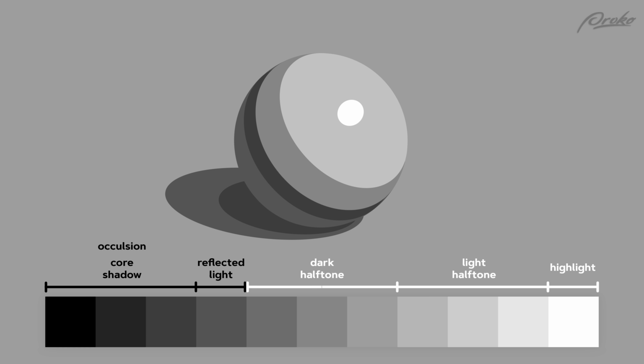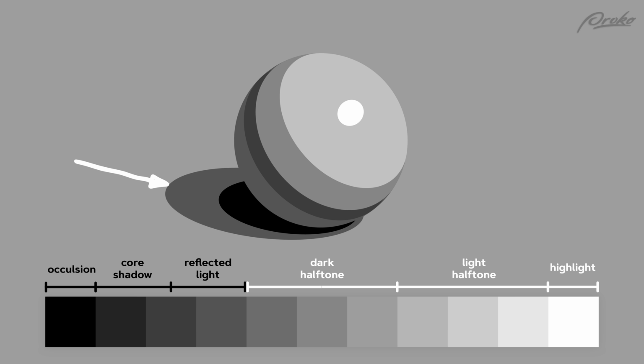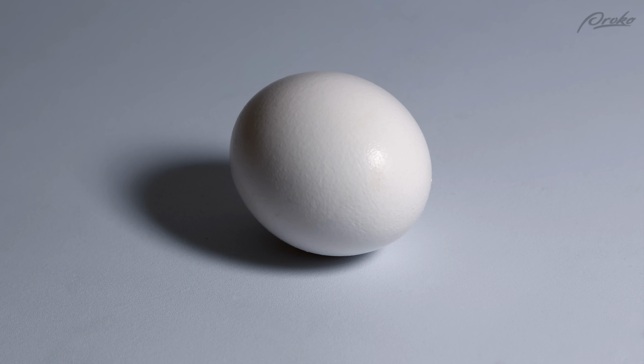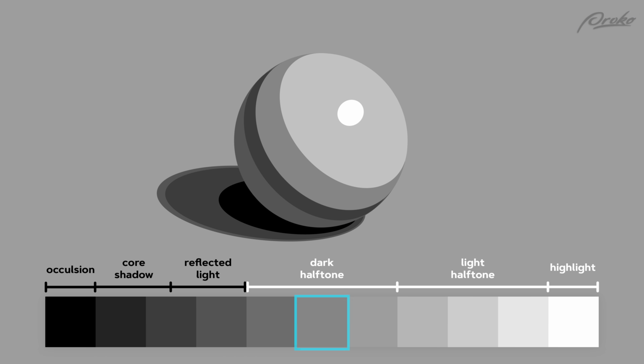In reality though, the occlusion shadow is usually even darker than the core shadow. And sometimes, depending on the environment and how much light bounces back into the cast shadow, the rest of the cast shadow might be darker too, closer to the value of the core shadow. And as cast shadows go farther away from the object, the edges get softer. So if you want to get really technical, you can use some of the values from the light family to transition the cast shadow into the light around those blurry edges.